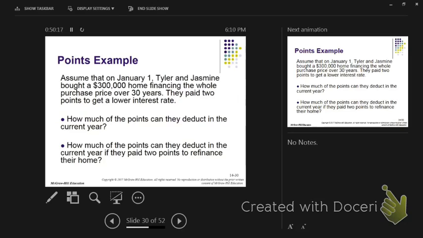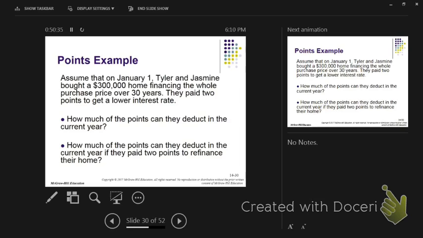So, for example here, assume that Tyler and Jasmine bought a $300,000 home, financed over 30 years. They paid 2 points to get interest rates lower. They don't say how much. How much of the points can they deduct in the current year?